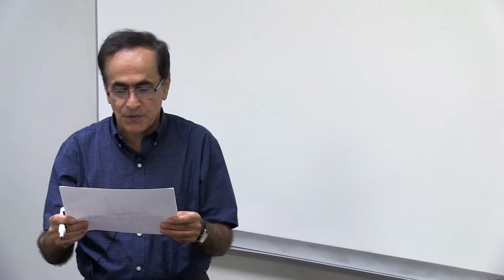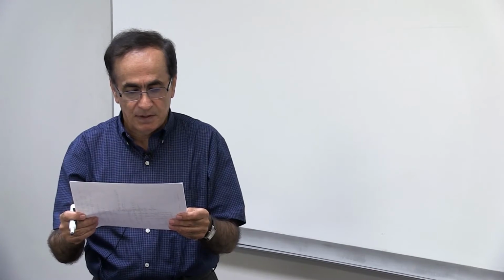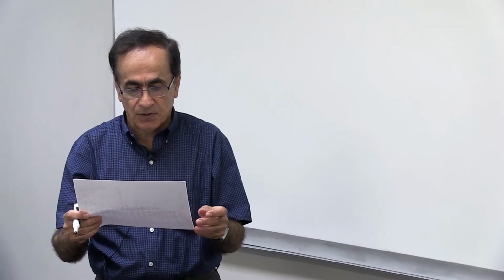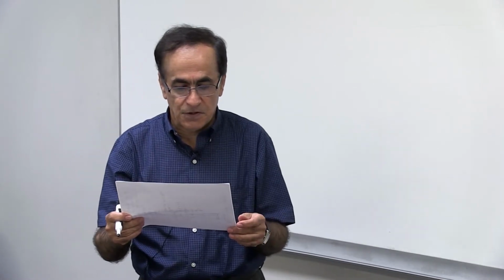I'll read the problem for you. A person borrowed $2,000 at the rate of 6% per year for 3 years. The question is, find the total amount due after 3 years. Part A using simple interest, part B using compound interest. I'm going to start with A, which is simple interest.